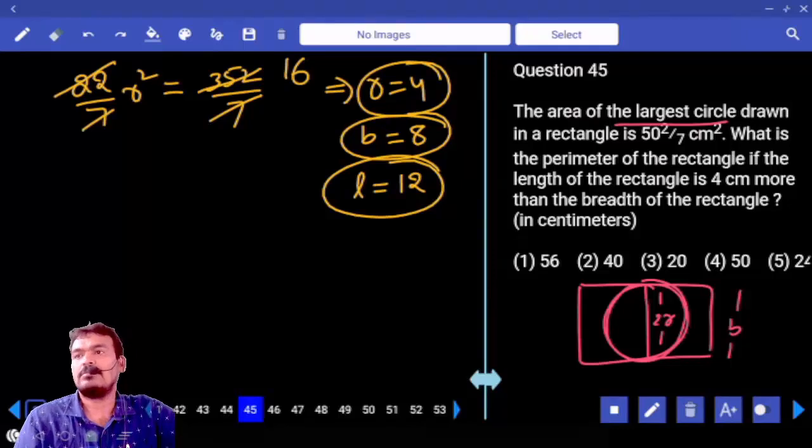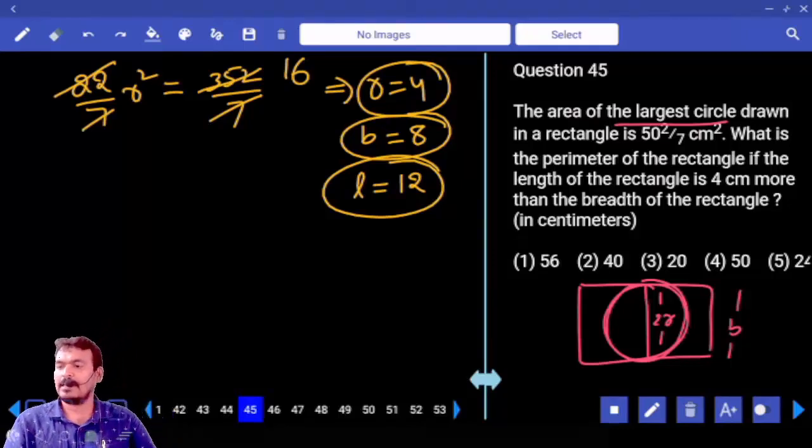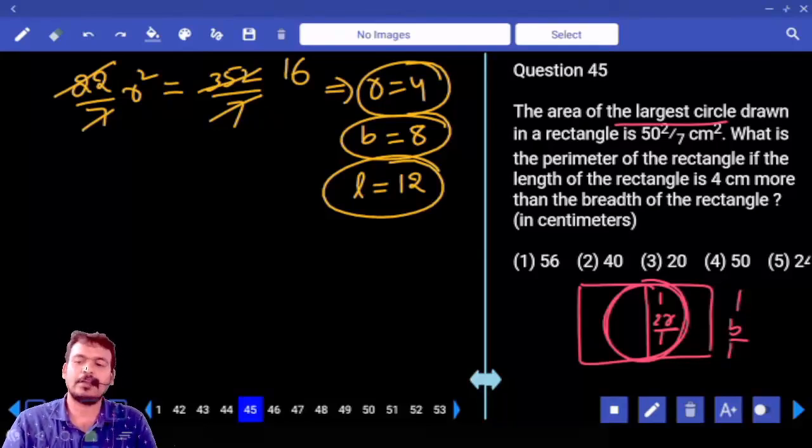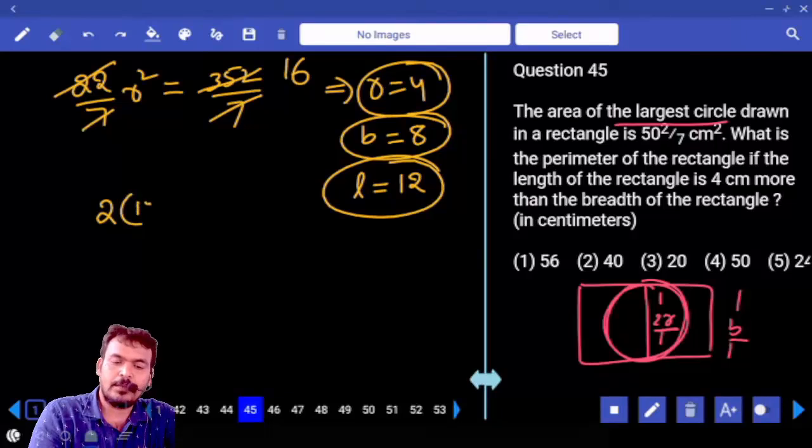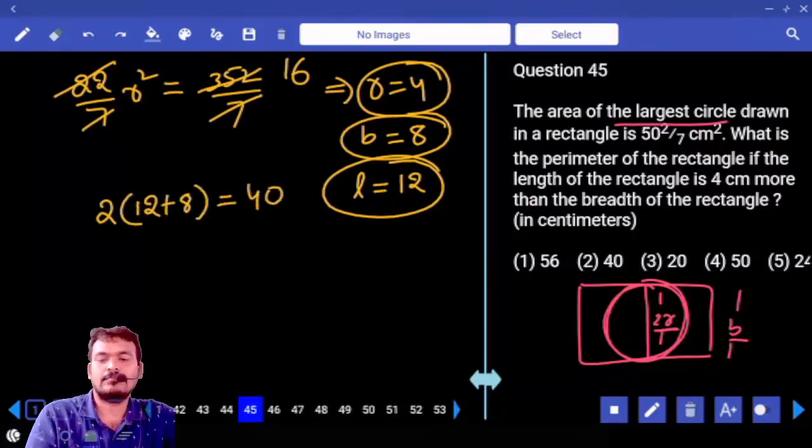Length is how much? The length of a rectangle is 4 centimeters more than the breadth of the rectangle. Breadth equals 2r, or not? What is the r value? 4. 2r value is 8. That is equal to the breadth value. Breadth is 8, so length is 12. But we require the perimeter, 2 of (L plus B). 12 plus 8, into 2, that is 40.